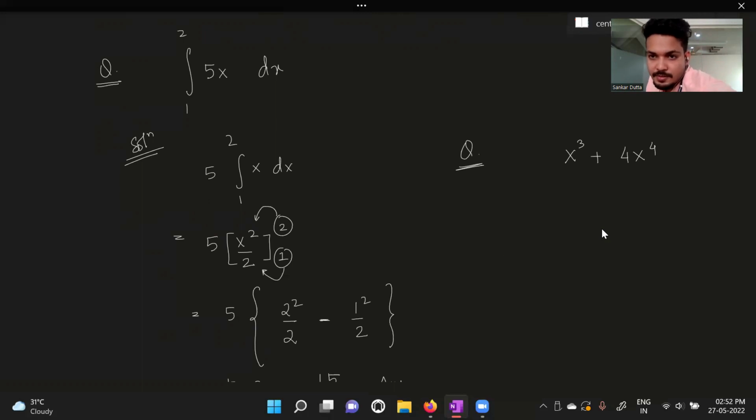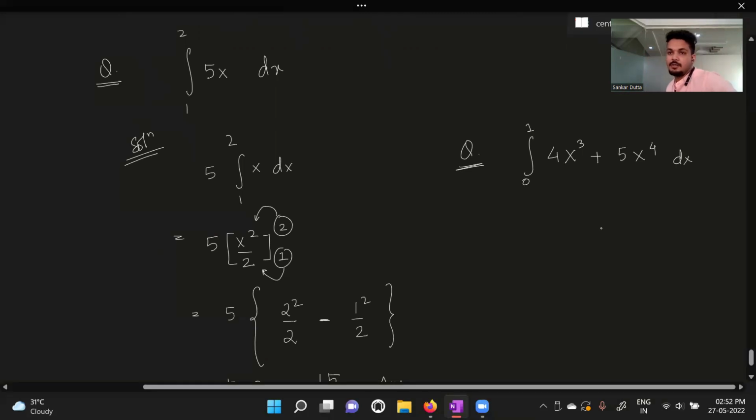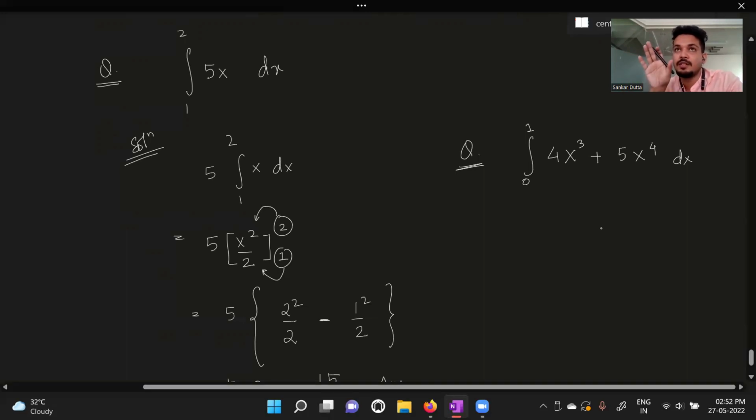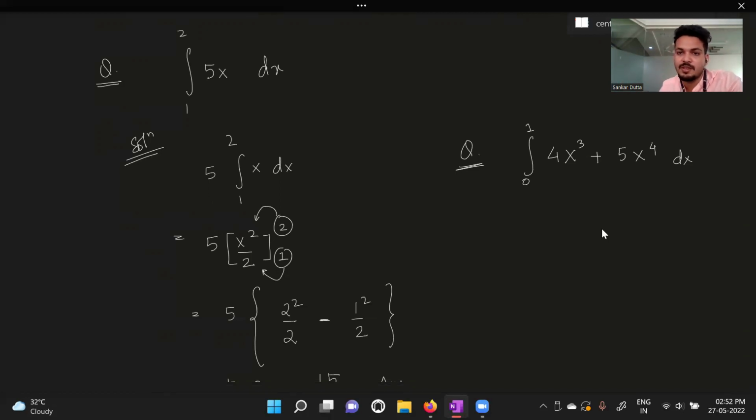Actually, let's make this 4, let's make this 5, and let's integrate this from 0 to 1. Calculation-wise, I'm making this simple. I just want you to understand the basic procedure of doing this. Putting numbers like 100, 200 will just increase the complexity of calculation. It will not change the underlying concepts. So that's why I'm just taking 1, 2, 0, 1, because I want the calculations to seem easy.